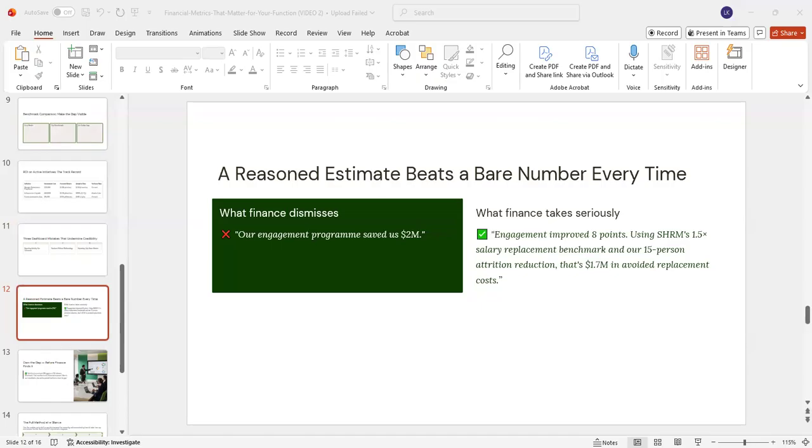What you might say, though, like we said in the last slide or so, is that it resulted in an improvement in engagement of about 8 points. This led to savings of about 1.7 million if you use a benchmark replacement number of 1.5 and a 15% attrition reduction. Here, the benefit is you are stating the assumptions and you are identifying the source. Now, it may turn out that the number is actually smaller than what you would like to say, but it is much more reliable, or at least comes across as much more reliable.